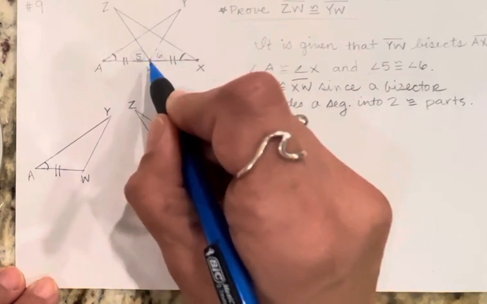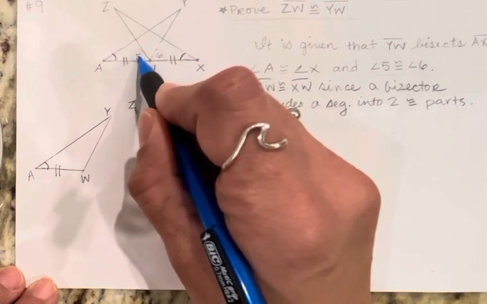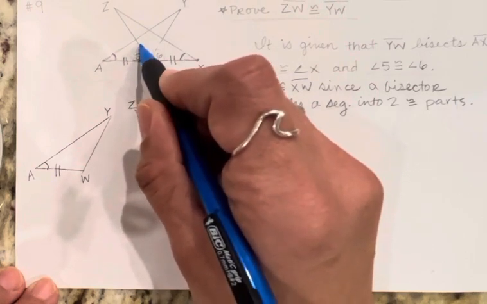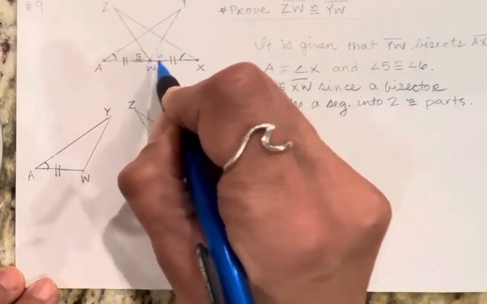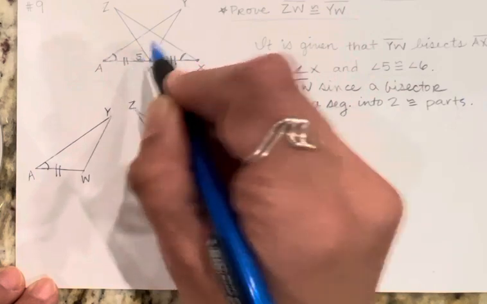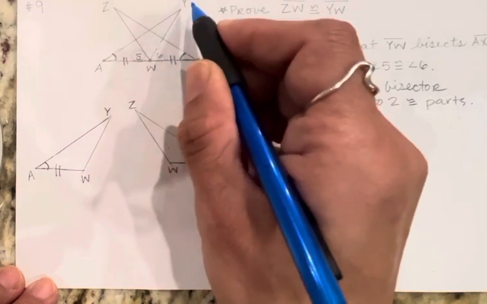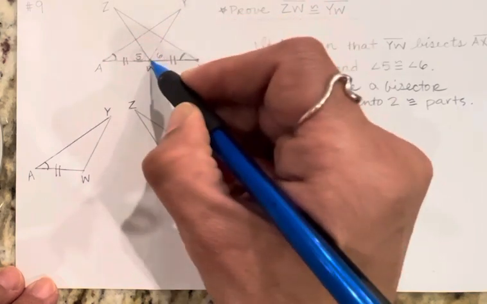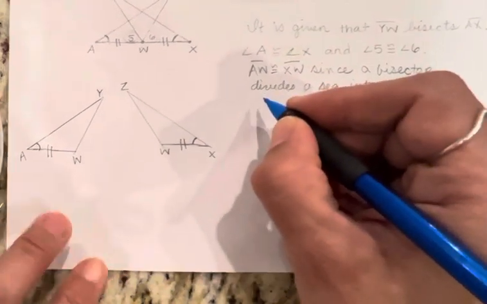Now, remember, we can assume straight angles, right? And do you see that angle 5 and this angle here, ZWX, those two are supplementary, right? And you can say the same thing about angle 6 and angle YWA. So I'm going to write that down here next.